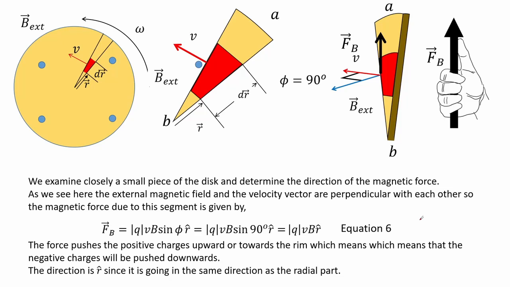We examine a small piece of the disk and determine the direction of the magnetic force. As we see here, the external magnetic field and the velocity vector are perpendicular to each other, so the magnetic force due to the segment is given by equation 6. The force pushes the positive charges upward, towards the rim, which means that the negative charges will be pushed downwards. The direction is r hat since it is going in the same direction as the radial part.